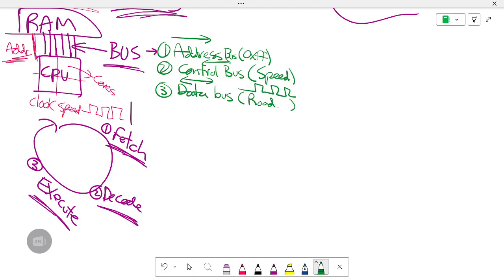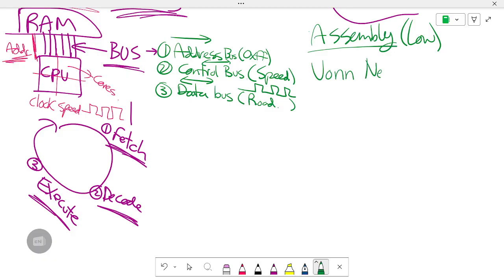Because we have this thing called assembly language. And assembly language is a low-level language, and we call this a von Neumann architecture.